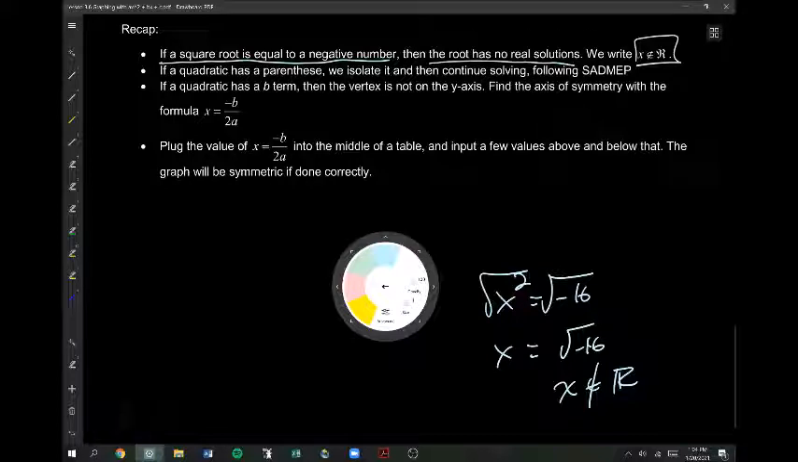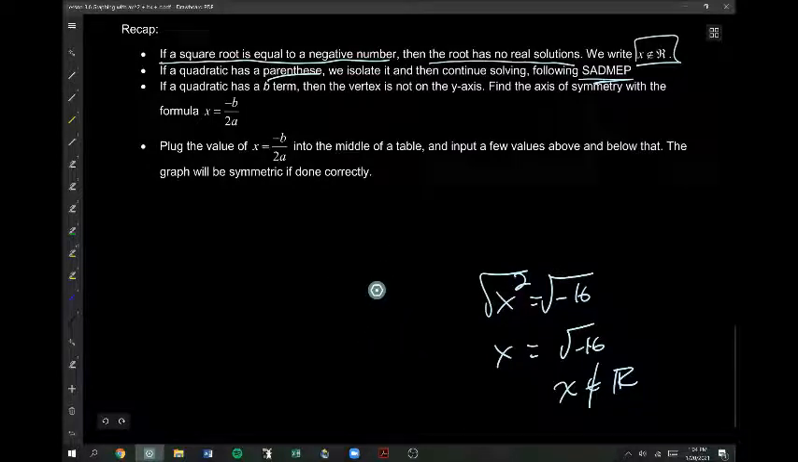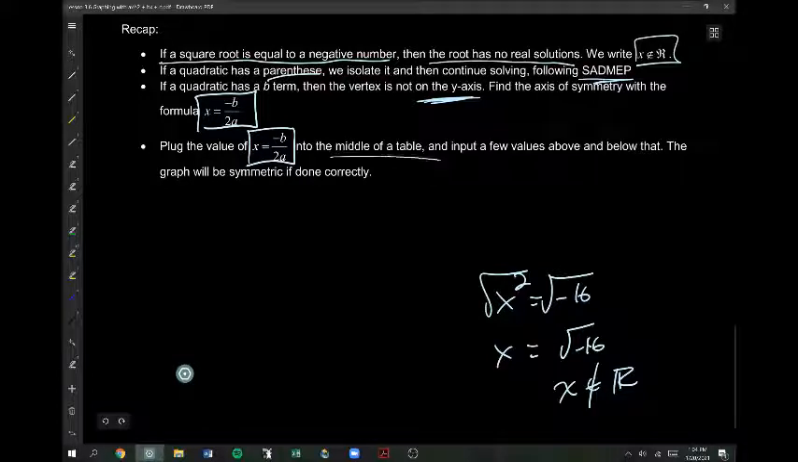If a quadratic has a parenthesis, we isolate it and then continue solving following SATMAP. There'll be two solutions, and you have to deal with both of those. If a quadratic has a b term, the vertex is no longer on the y-axis. Find the AOS with the formula x equals negative b over 2a. Then take that value, negative b over 2a, and put it in the middle of a table. Pick a few points above and below, and graph. It should be symmetric if done correctly. Awesome, we're done.